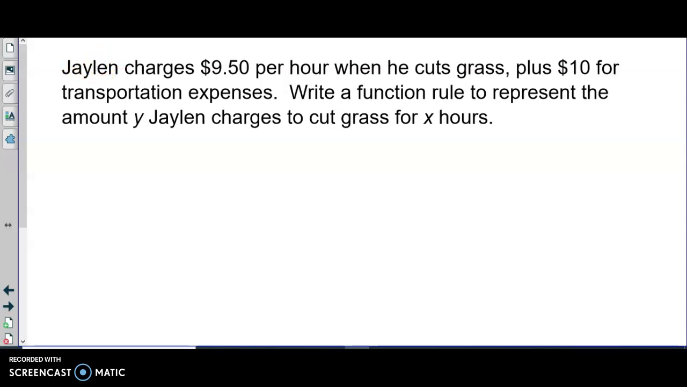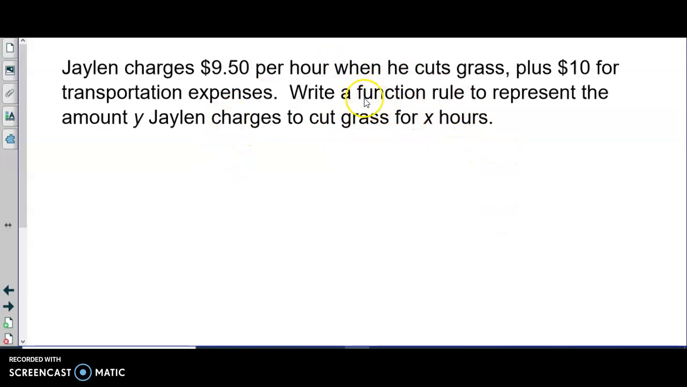So this is part 2 of the review. Jalen charges $9.50 per hour when he cuts grass, plus $10 for transportation expenses. Write a function rule to represent the amount in Y that Jalen charges to cut grass for X hours.